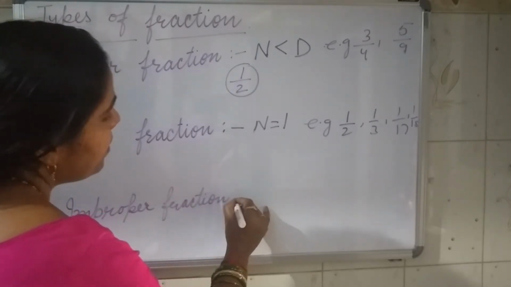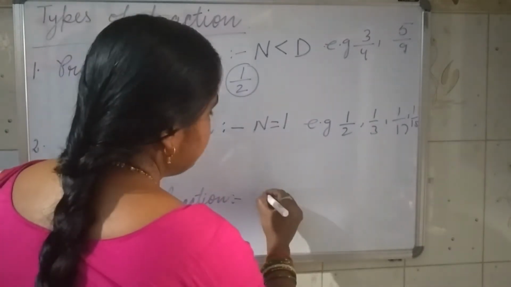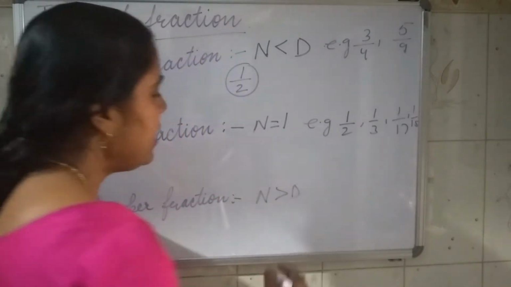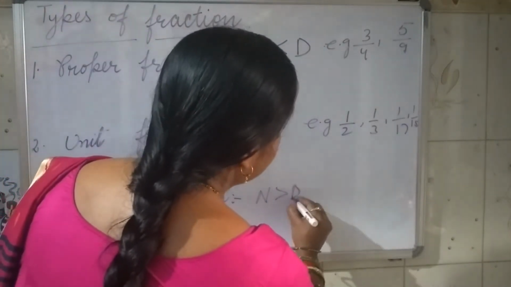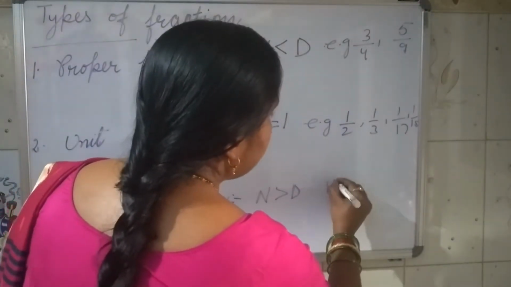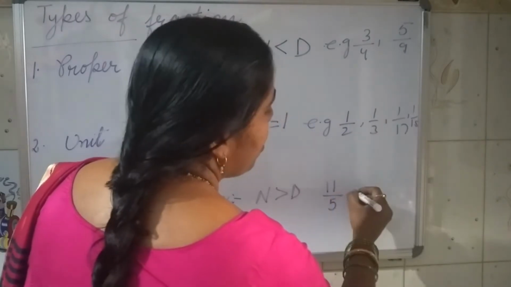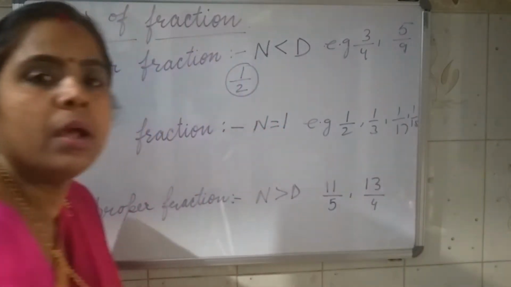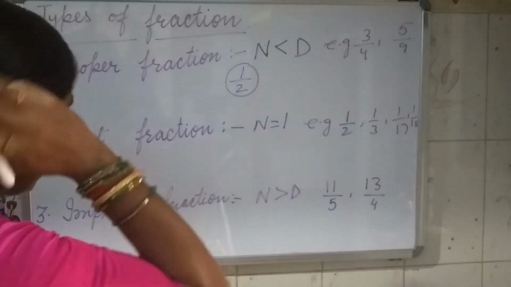What is improper fraction? Improper fraction means when the numerator is greater than the denominator. Okay? When the numerator is greater than the denominator, in that case we call it an improper fraction. For example, 11 by 5 or 13 upon 4. Okay? I will explain it to you with the help of an example.